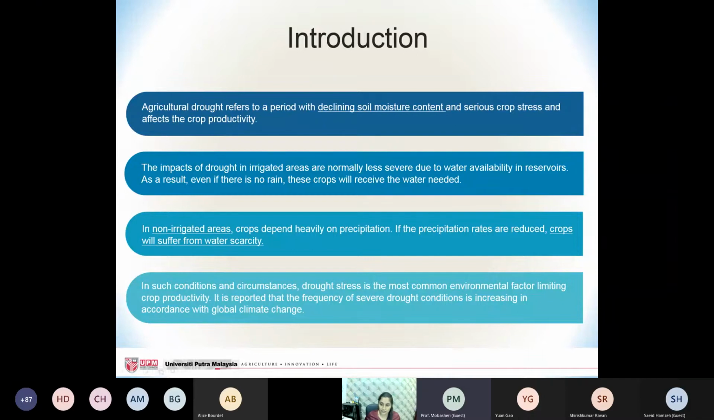So here we can say that the crop stress can be separated into two sections, but I will discuss some of the challenges later in the slides.